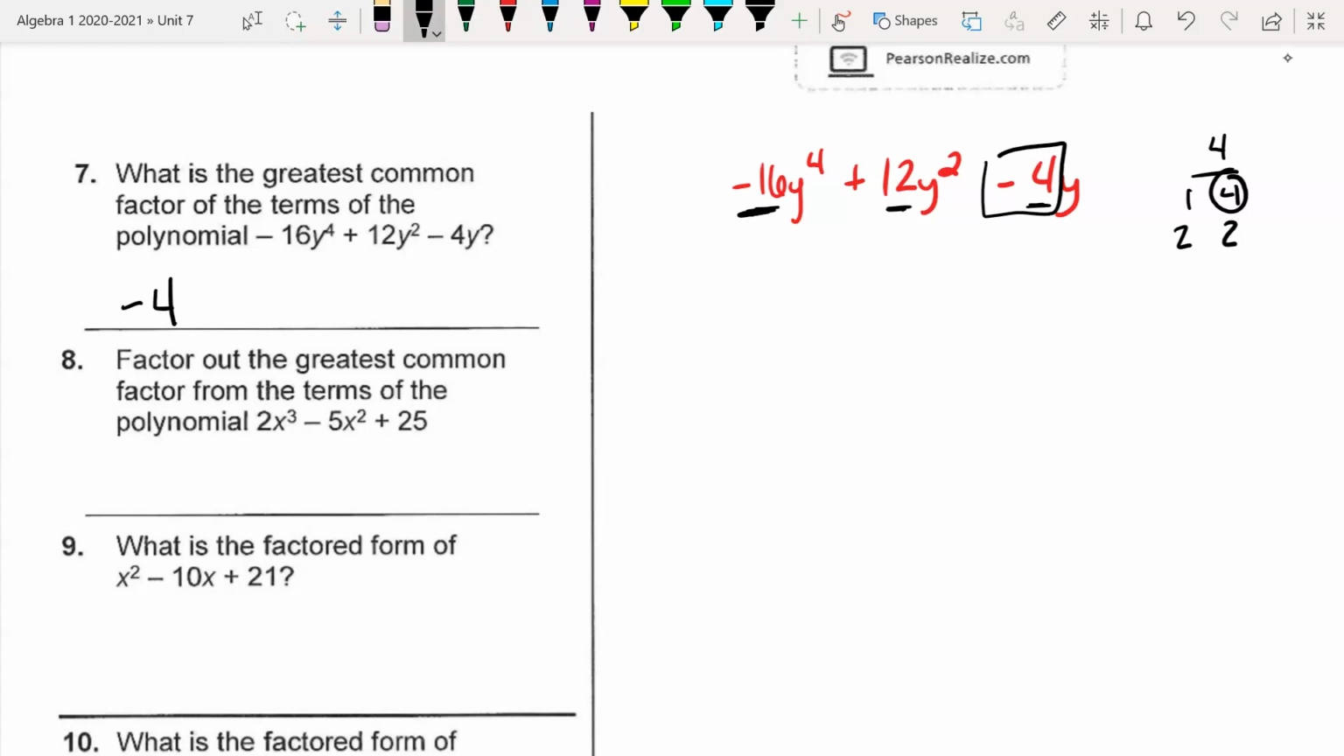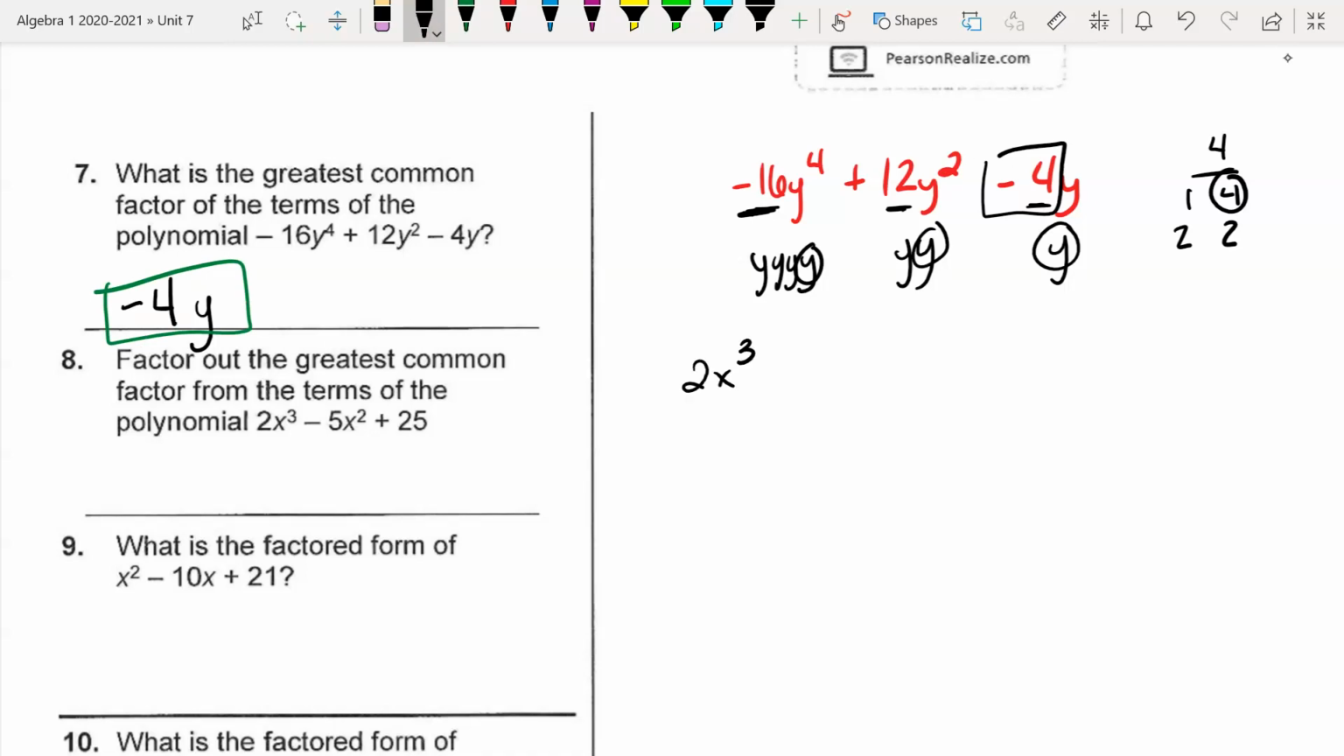first term's a negative. And I have to look at my y's. This one has 4 y's. This one has 2. This one has 1. So the most y's I can take out is just 1 from every single one. So my GCF is negative 4y. So your greatest common factor would be negative 4y.